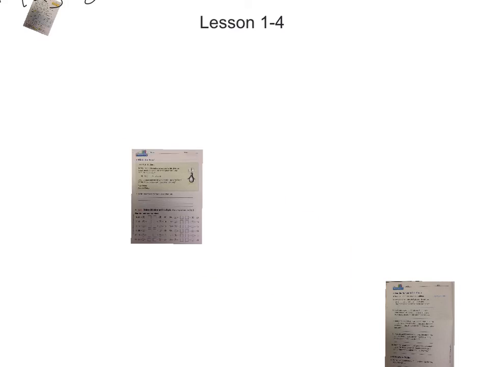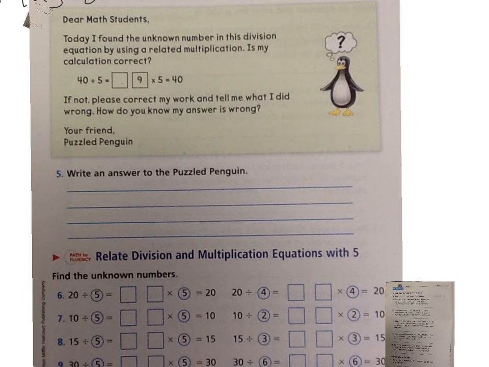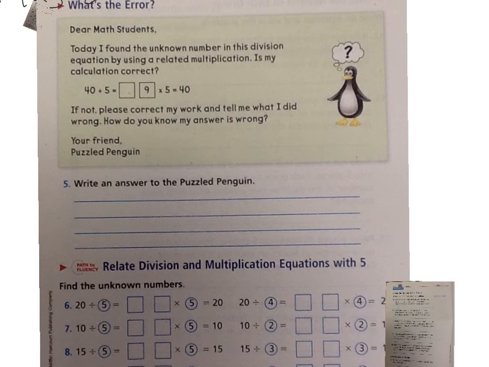All right, next page. Puzzle Penguin. Today I found the unknown number in this division equation by using a related multiplication. Is my calculation correct? 40 divided by 5 equals something. 9 times 5 equals 40. Okay, so they did the related multiplication, meaning I'm going to work it out this way, and then on the reverse it should be the same answer. So if not, please correct my work and tell me what I did wrong.